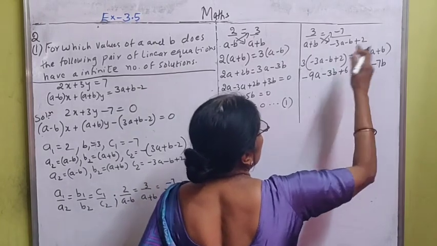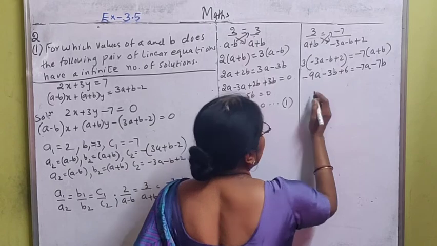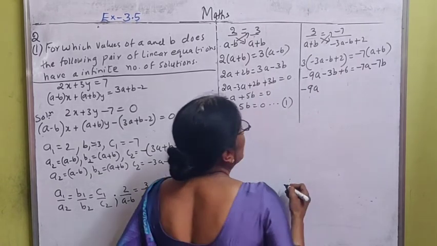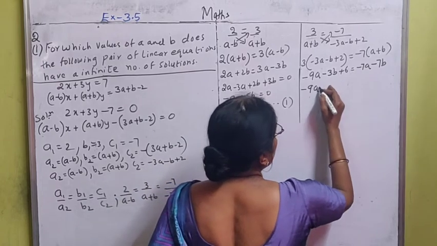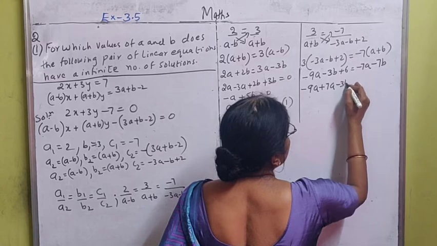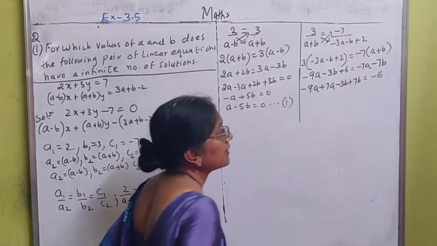Okay, 6 we will take on the other side. Minus 7a minus 7b will bring on this side. So what shall I get? Minus 9a, then plus 7a, then minus 3b, then plus 7b is equal to minus 6.